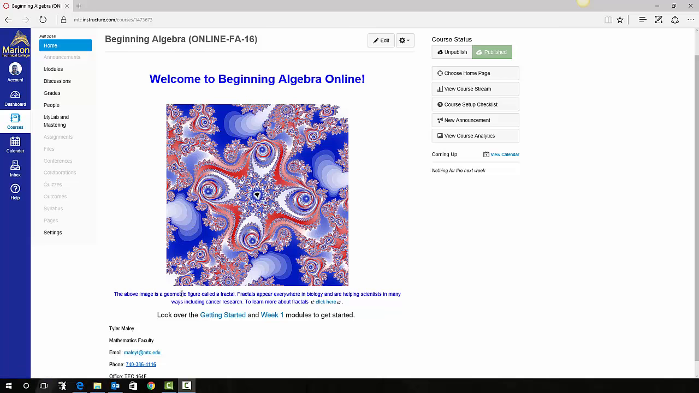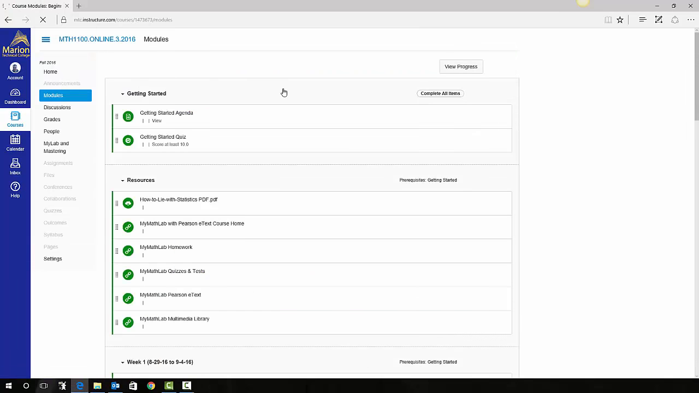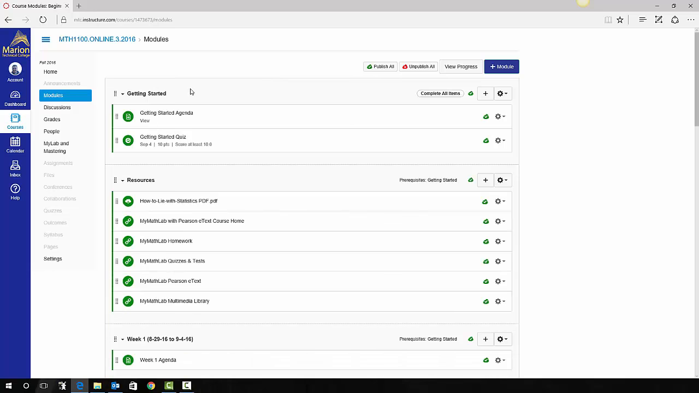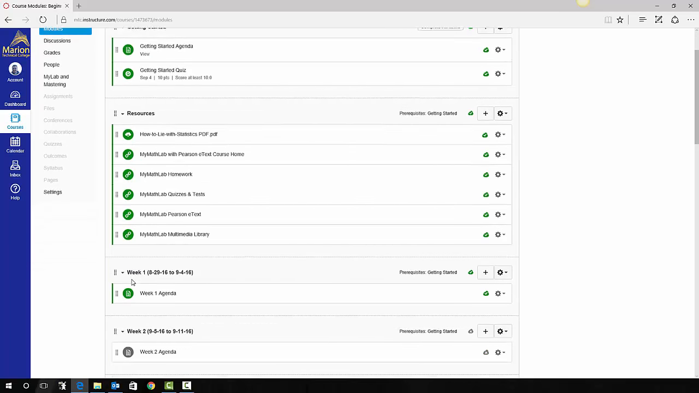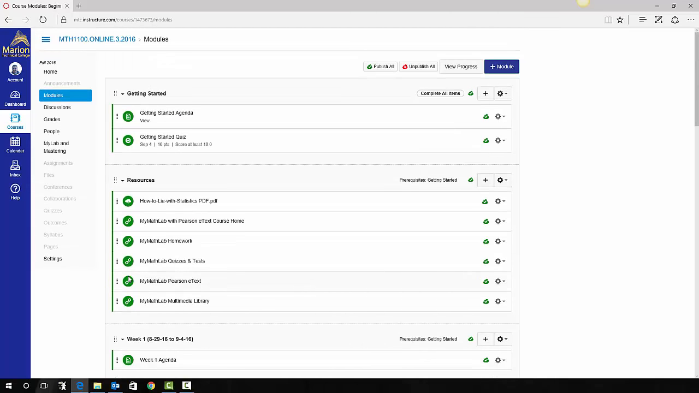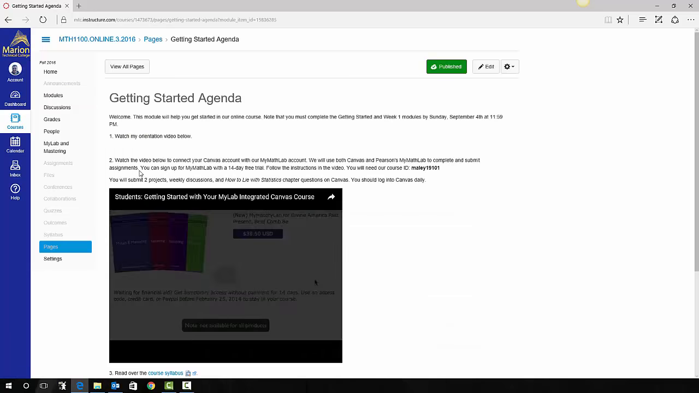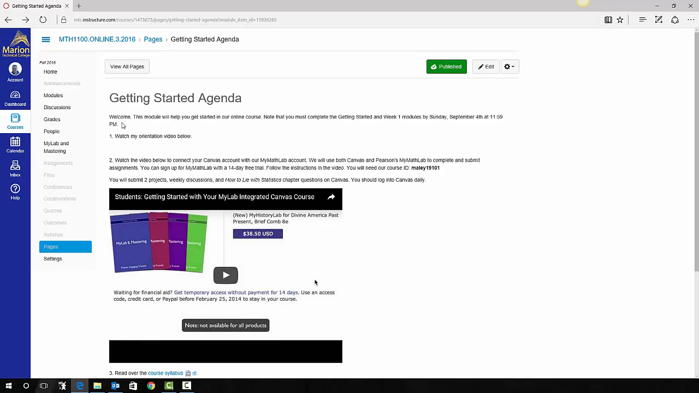The first thing that you should do is go over to modules on the left here. I have everything broken up into modules. I have a getting started module, a resources module, then I break out each week as a module. If you click on the getting started agenda under the getting started module, this will walk you through some things to go over before you start in the course.